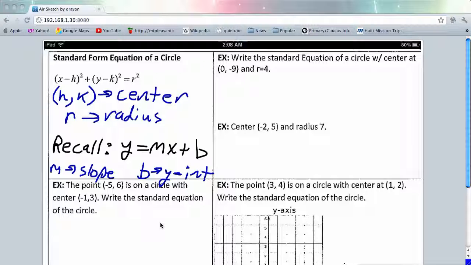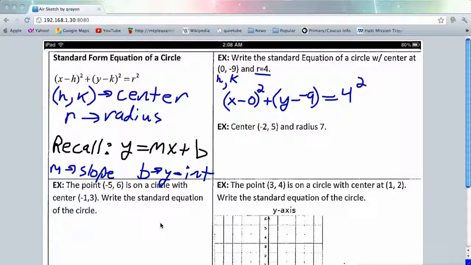This one is pretty much a straightforward application of the equation, right? The standard equation of a circle with center at 0, negative 9, and r equals 4. Well, if 0, negative 9 is my center, then this 0 is my h, and this negative 9 is my k. So h comma k. And this is my r obviously, so my equation then is going to be x minus h, well that's x minus 0 squared, plus y minus k squared, and k is negative 9, so this is where the negatives come in. Y minus a negative 9 squared equals 4 squared.